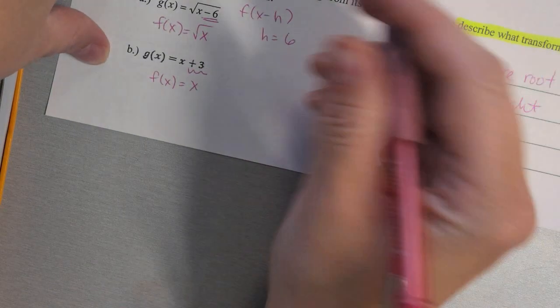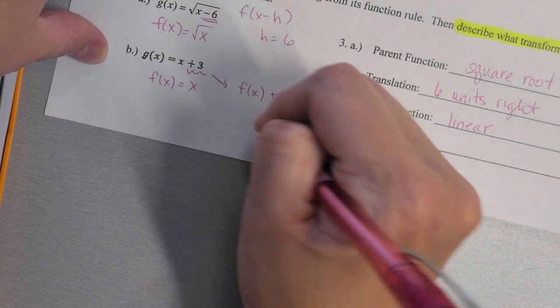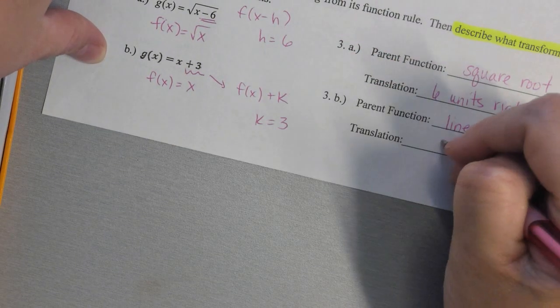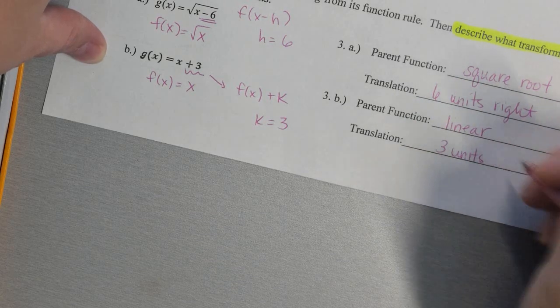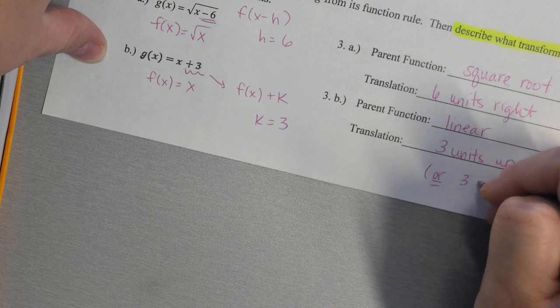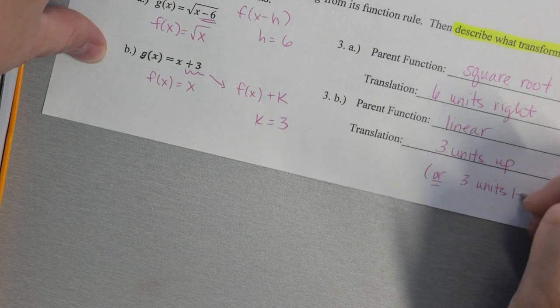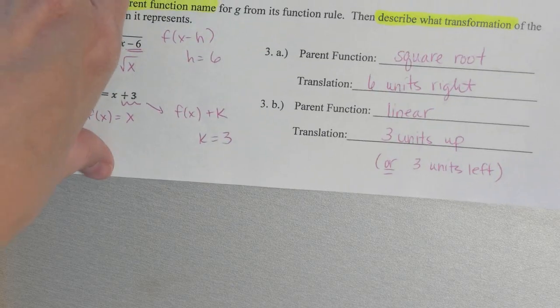Because this is on the outside, I would think of this as my f of x plus k, where k is 3. Because it's linear, it's special. So this is 3 units up. Or if you said 3 units left, that's fine too. Either one of those is going to be fine.